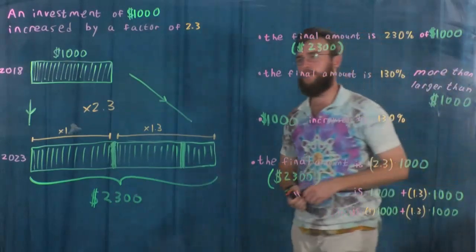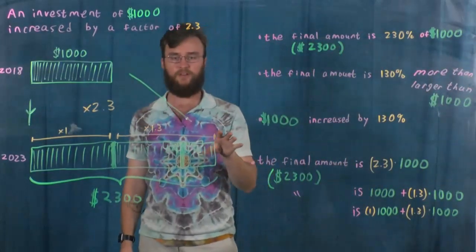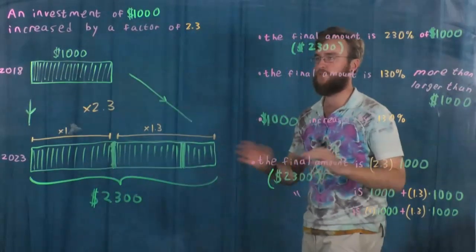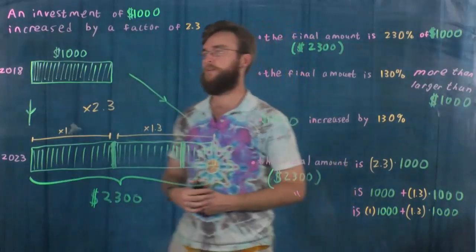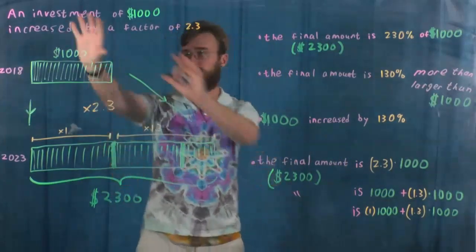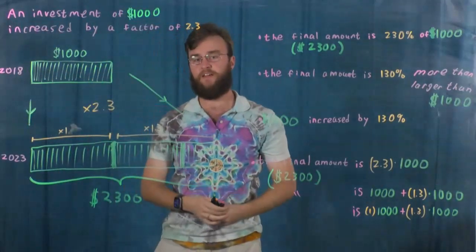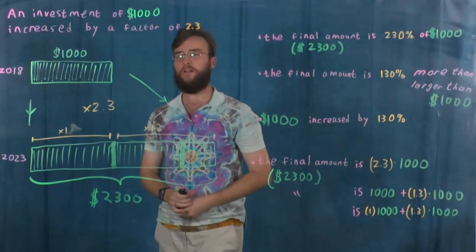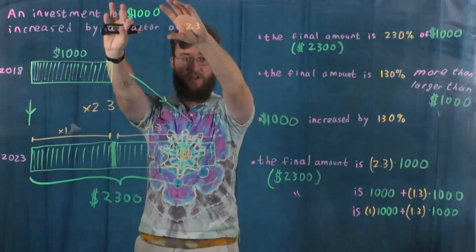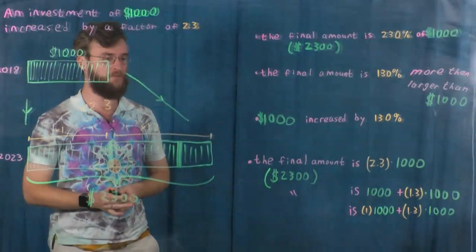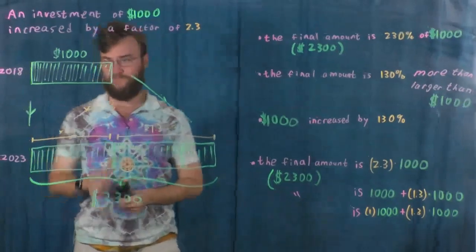Hey everyone. The investment problem on foundational exam, I think number 2, has been giving people a lot of trouble. So I'm just going to go through it step by step. This is the kind of problem where it says something like an investment of $1,000 increased by a factor of 2.3. Normally this is going to be some random number, not something nice and even like 1,000, but I'm going to do $1,000 for the example to just help us get our heads around it.